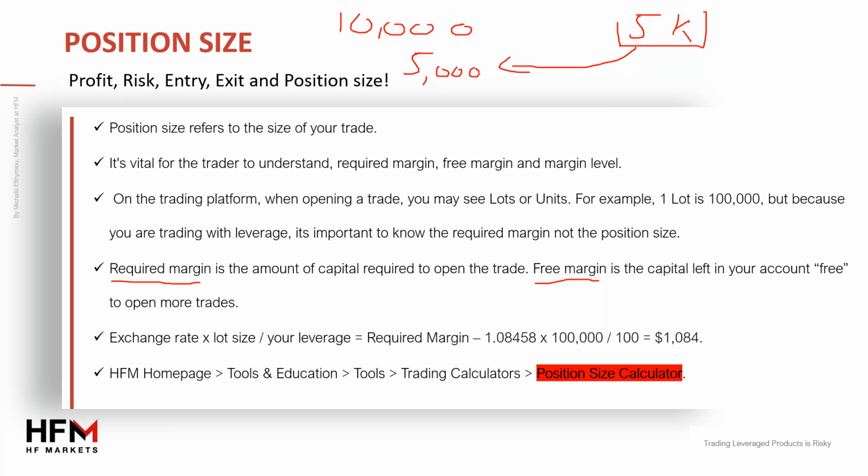So what is free margin? Free margin is the money in your account which is not tied up in other trades, which is free for you to open more trades. So I have spent 5,000 and I have 5,000 more to spend and invest on other assets. So it could be the Euro USD again, it could be on stocks, it could be on indices, it could be on commodities, whatever it may be.